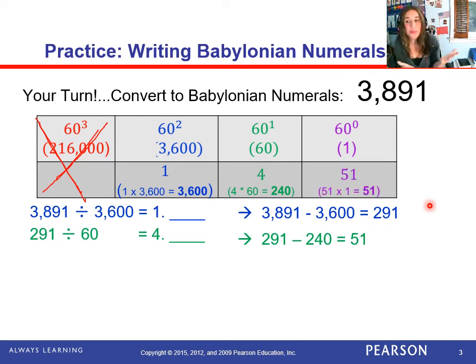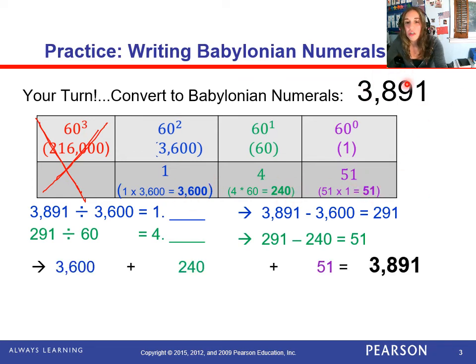And that's totally fine, because remember, in any place value, I can have up to 59 before I have to make an exchange. So I should always add these numbers up to make sure that I get back my original. So if I add 3,600 plus 240 plus 51, do that right here, I do indeed get 3,891.